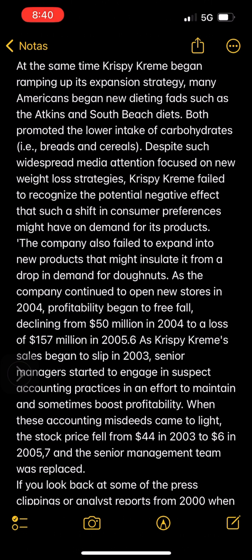Both promoted a lower intake of carbohydrates, that is, breads and cereals. Despite such widespread media attention focused on new weight loss strategies, Krispy Kreme failed to recognize the potential negative effect that such a shift in consumer preferences might have on demand for its products. The company also failed to expand into new products that might insulate it from a drop in demand for donuts.